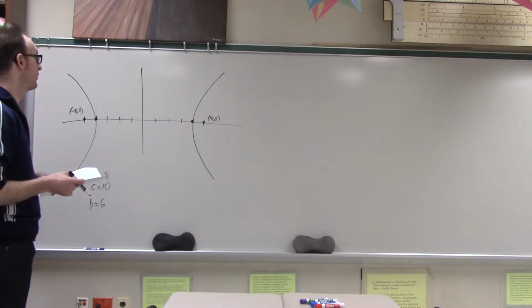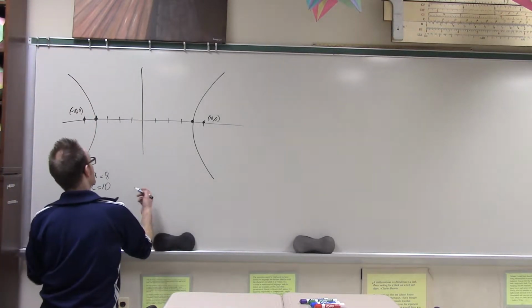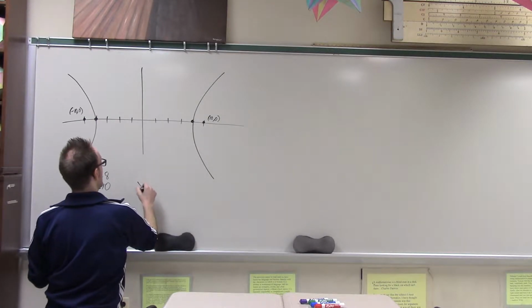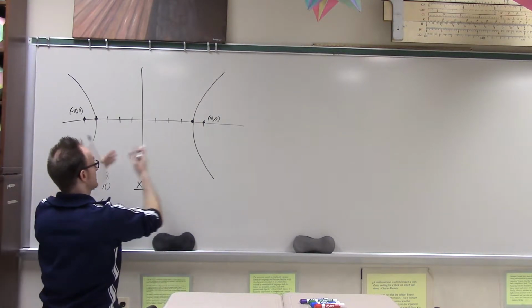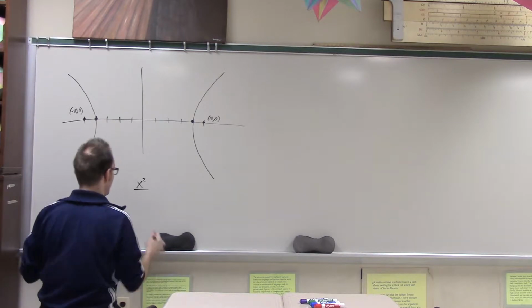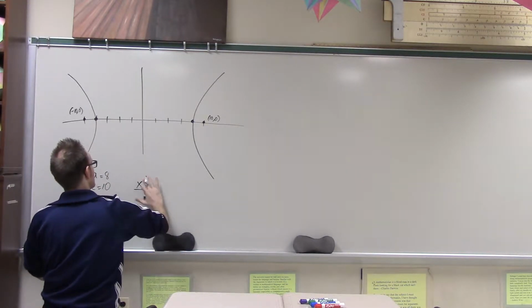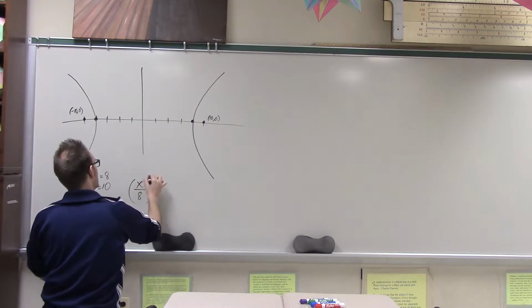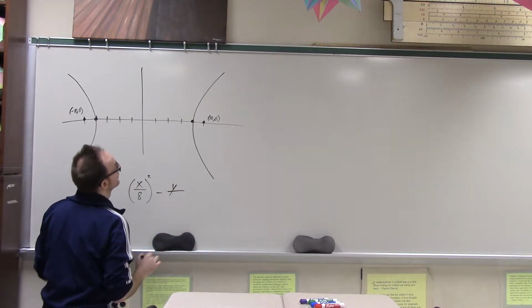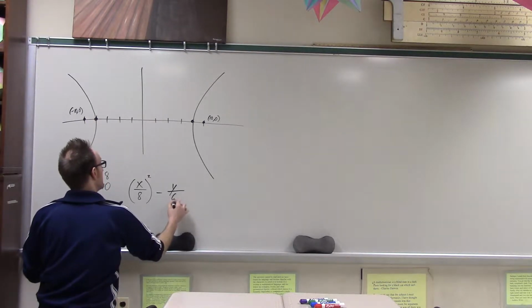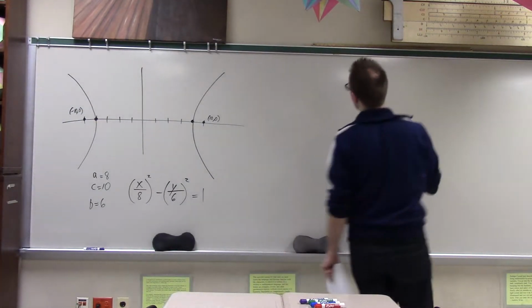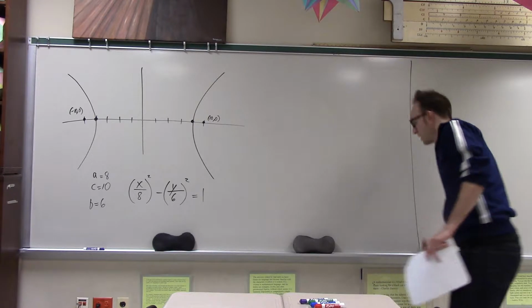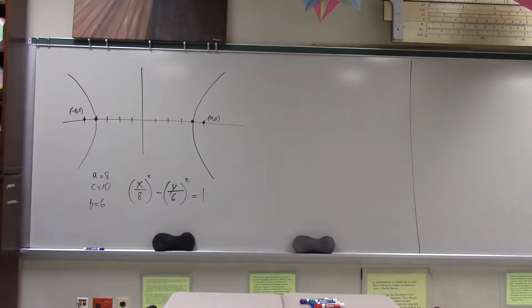What does that tell me? It basically already tells me the equation of the hyperbola. This is a horizontal hyperbola, so x squared, and the x coordinate has been stretched out by a factor of 8. So maybe it's even better to write it as (x over 8) squared minus (y over 6) squared, where the 6 tells me that the y coordinate has been stretched out by a factor of 6. So there is my hyperbola equals 1.